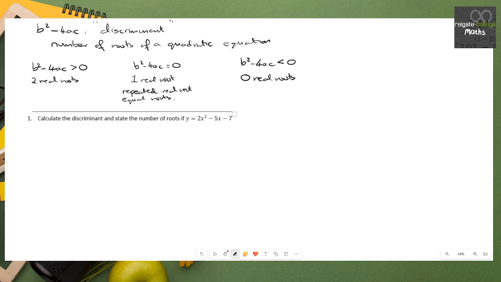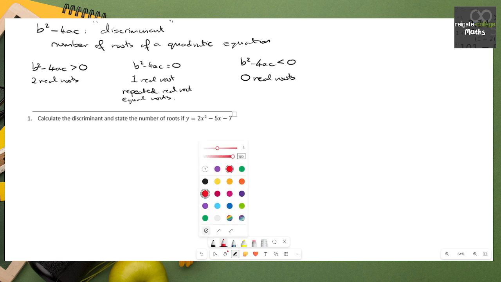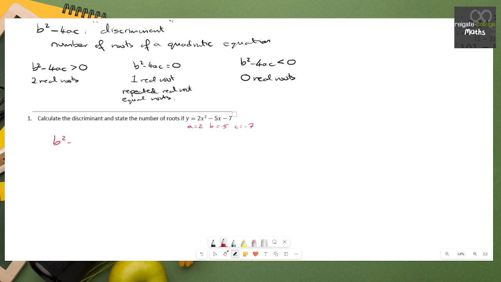So this first example, it's unlikely that this is going to be kind of the style of question you get asked, but it's a good way to practice using this discriminant. So, calculate the discriminant and state the number of roots if y equals 2x squared minus 5x minus 7. So we can see here that a is 2, b is minus 5, and c is minus 7. So our discriminant is b squared minus 4ac. So minus 5 squared minus 4 times 2 times minus 7.